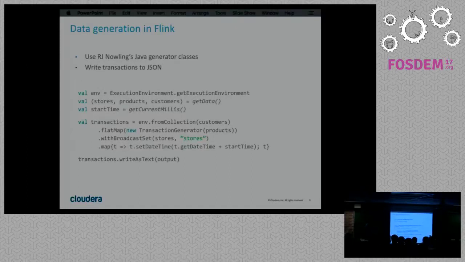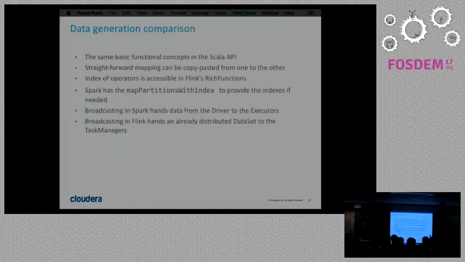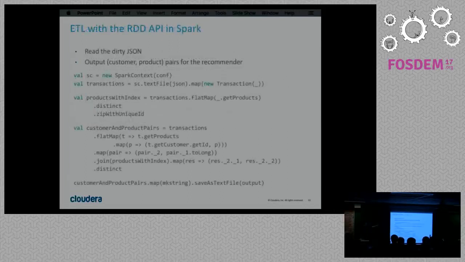In Flink we use the rich function interface. In Spark we use another solution for that. It's slightly different how we use broadcast variables, but as you see, the basics of having a mapping are on the same level. It's mapped out the same. And this is just a summary of what I've already said.